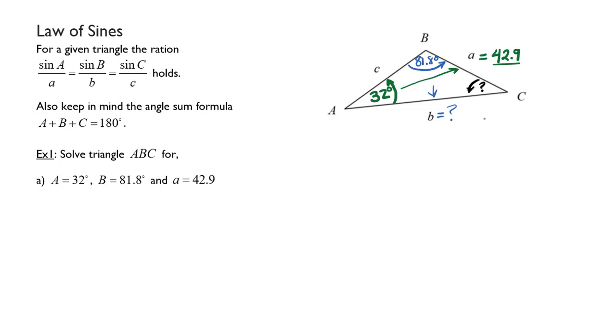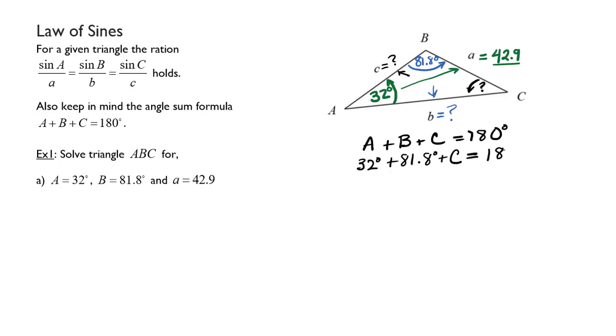But I can find it. Or I don't know side C. Notice that the capital letters represent the angles and the lowercase letters represent the side lengths opposite. If I know that angle A plus angle B plus angle C equals 180 degrees, then I can take a substitution in here, 32 degrees for angle A plus 81.8 degrees for angle B plus an unknown angle for C equals 180 degrees. That gives me an angle C of 66.2 degrees, simply by solving for C.